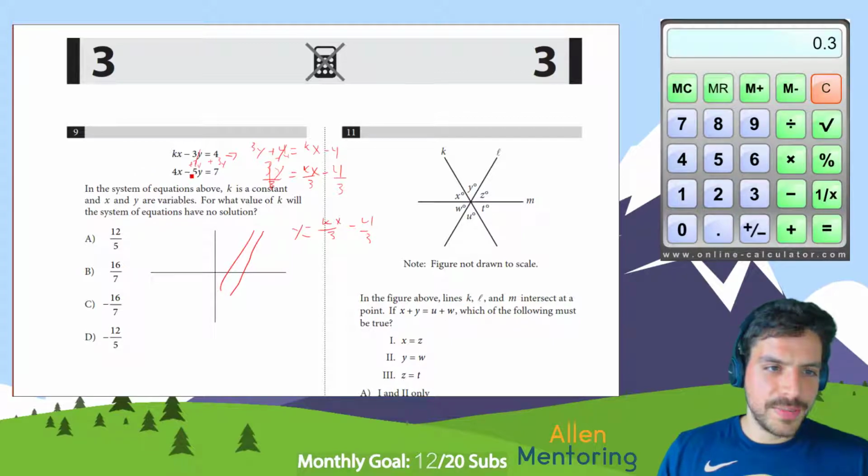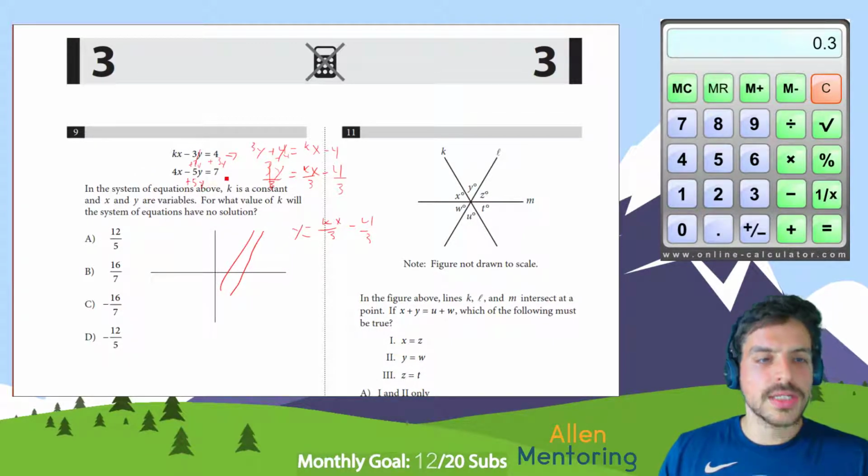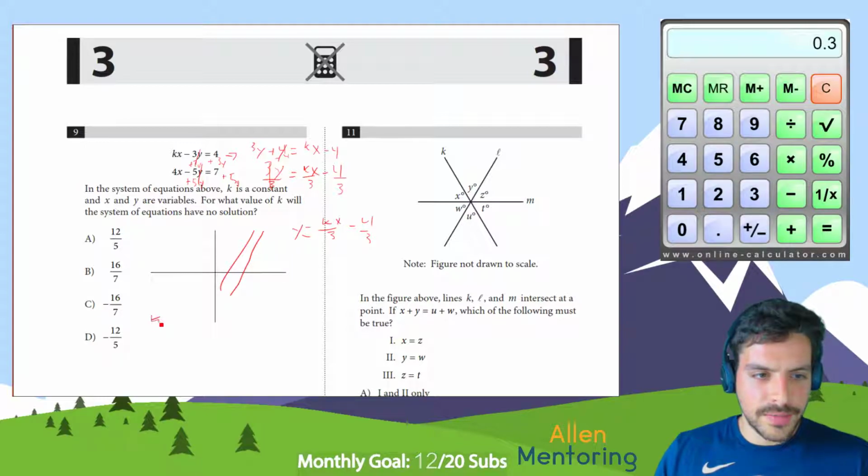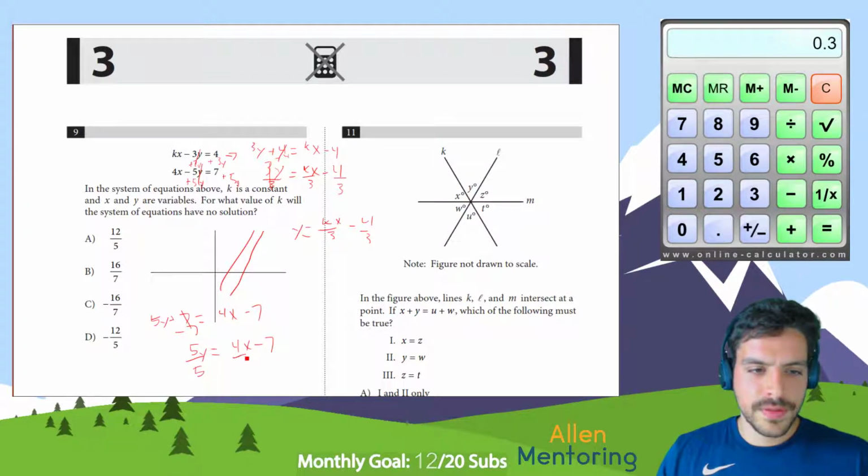All right, let me do the same thing to the second equation. So I'm going to add 5y on both sides. Okay. I'm going to get 5y plus 7 is equal to 4x. Subtract 7 on both sides. 5y is then equal to 4x minus 7. And then I'm going to divide everything by 5 to isolate y.